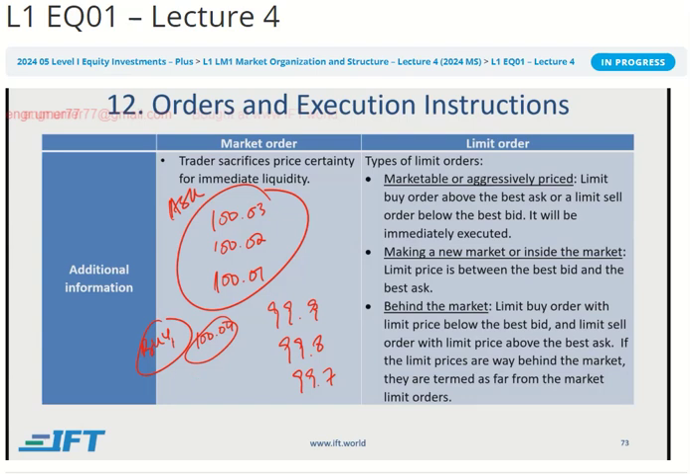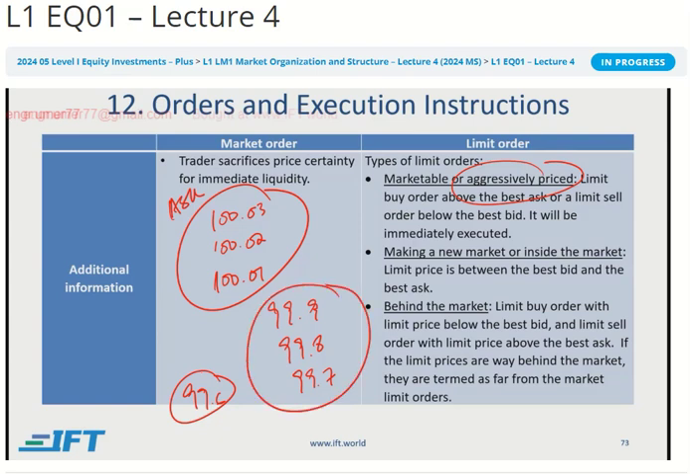So this is called an aggressively priced limit order. Let's say I put a sell order at 99.6, meaning the minimum price I'm willing to sell at is 99.6. Then I will take out all of these buyers if I'm willing to sell enough shares to them.